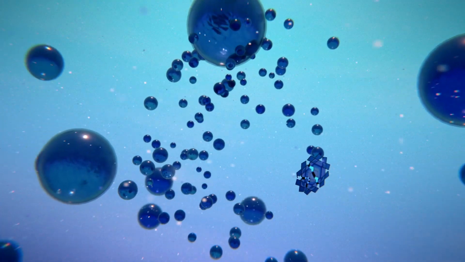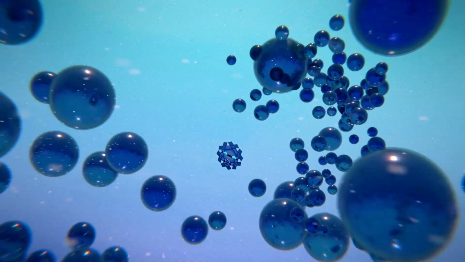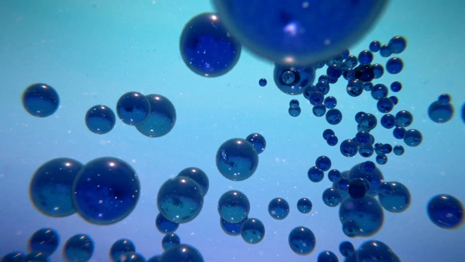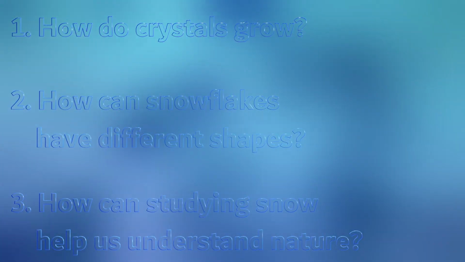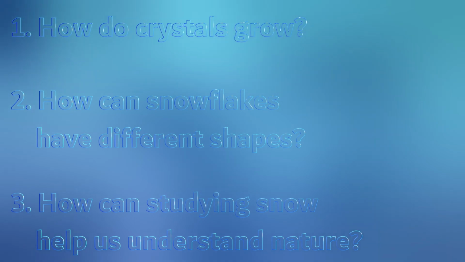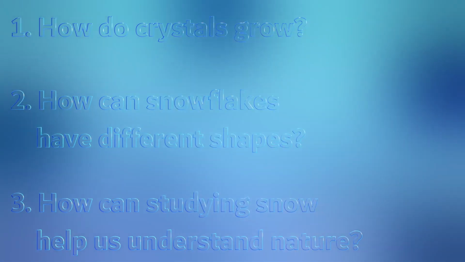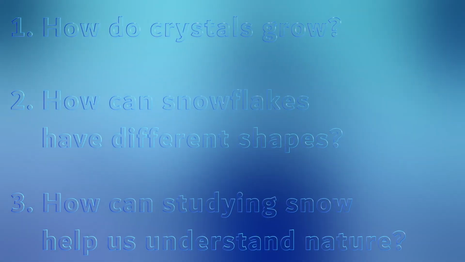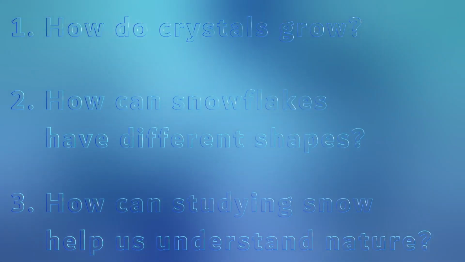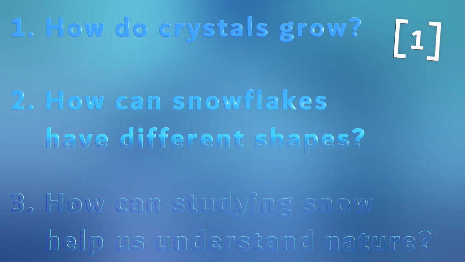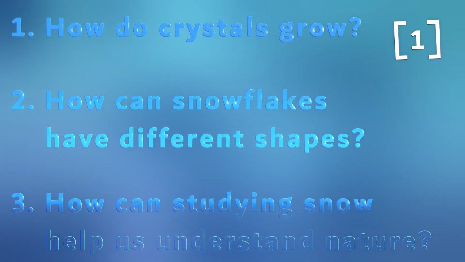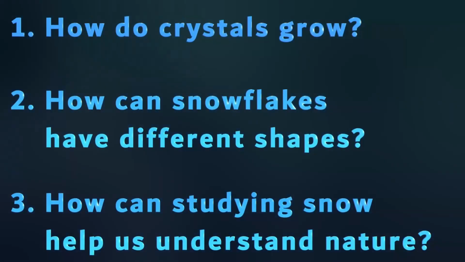It is amusing that we still know very little about snow. Here are 3 questions that seem basic, but are still unsolved. How do crystals grow? How can snowflakes have different shapes even though they all start as hexagonal prisms? How can studying snowfall and snowflakes help us better understand nature?